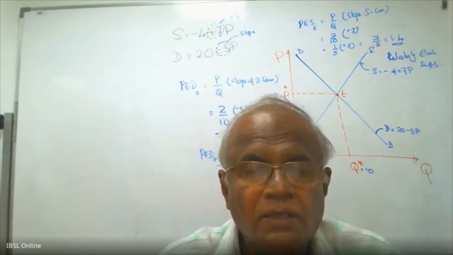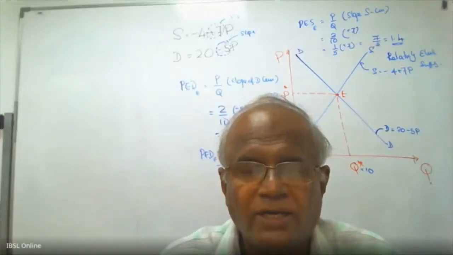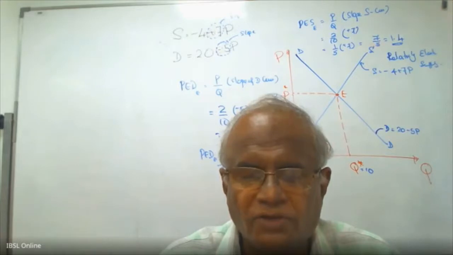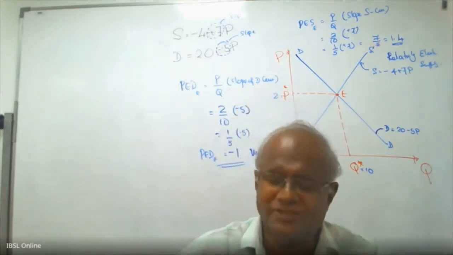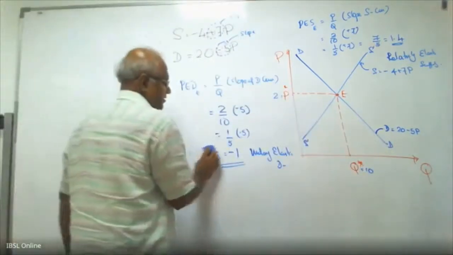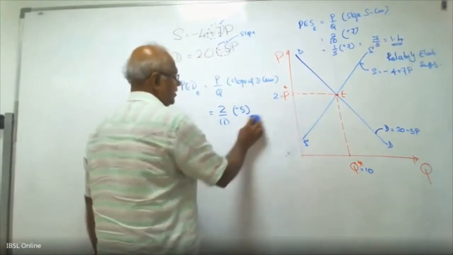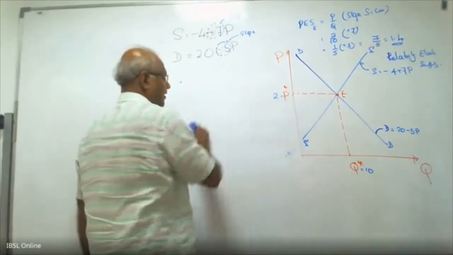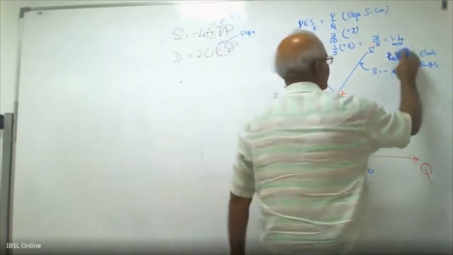Should the government set the maximum price for this good at P equals 1 or P equals 3? What is the answer? Maximum price. Now what will happen? We know the equilibrium price is 2. It's a very interesting question.